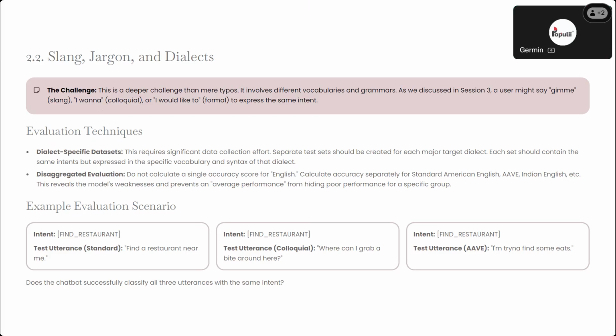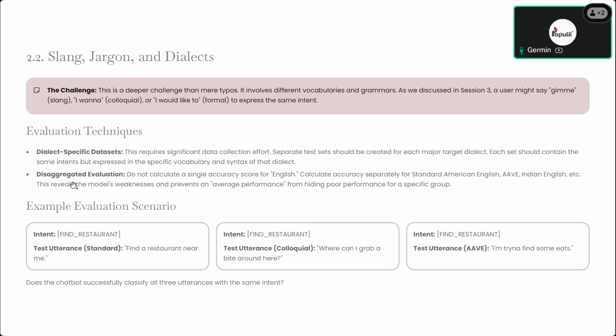Okay. To test performance across dialects, we need to build separate test sets for each major dialect we want to support. For example, one for standard American English, one for African American Vernacular English, and one for Indian English, and so on. Each dataset should include the same user intents, but expressed in the unique vocabulary and syntax of that dialect. This helps us see whether the chatbot can understand everyone equally, not just speakers of standard English.